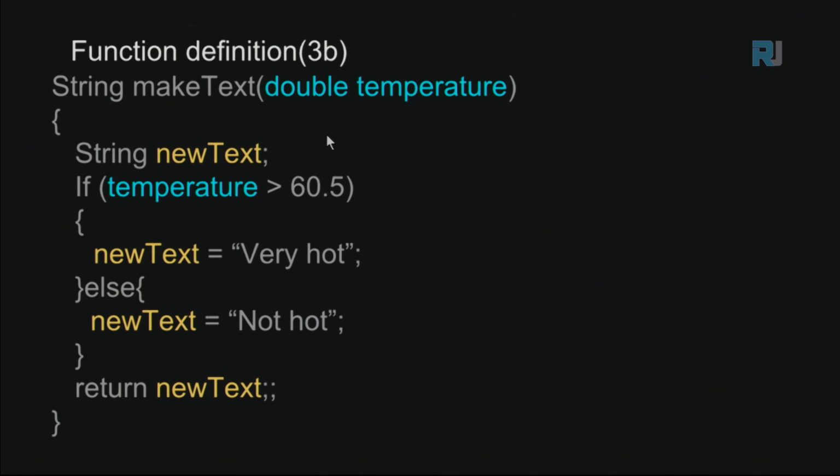We can do it also a little differently. Temperature, when temperature comes here, we check it, but here we have defined a new text, string, new text, and if the temperature is bigger than 60 or 60.5 degrees, we put very hot into this variable. So we assign this value to the new text that we have defined here. Else we assign not hot to this text, and then here we say return new text, this text which has either this or this depending on the temperature value. This will return.